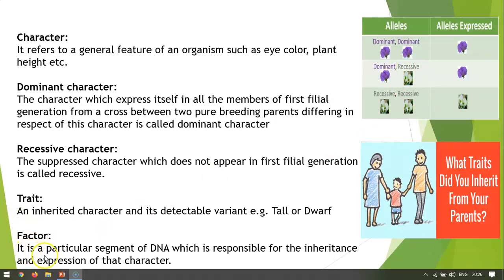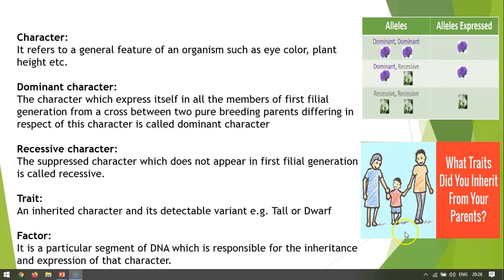Factors. It is a particular segment of DNA which is responsible for inheritance and expression of a character. It's a unit of heredity, a particle present in organism which is responsible for inheritance and expression of a character. Factor is the one that is passed from one generation to the next through gametes and not a character itself. Have a look at this picture here.